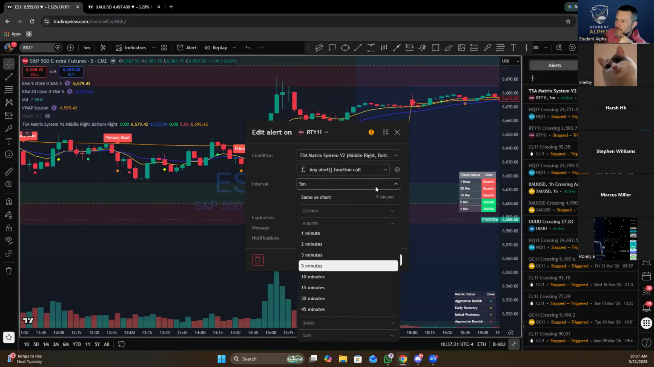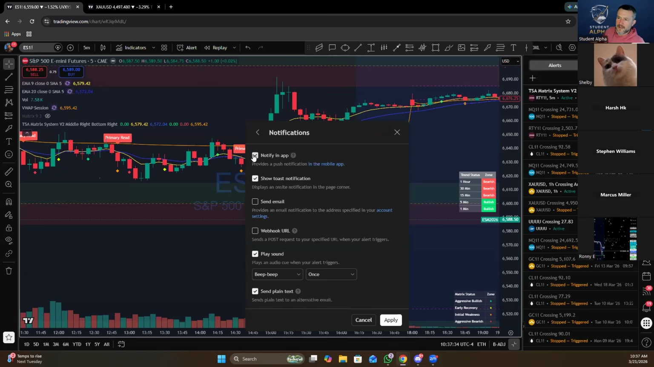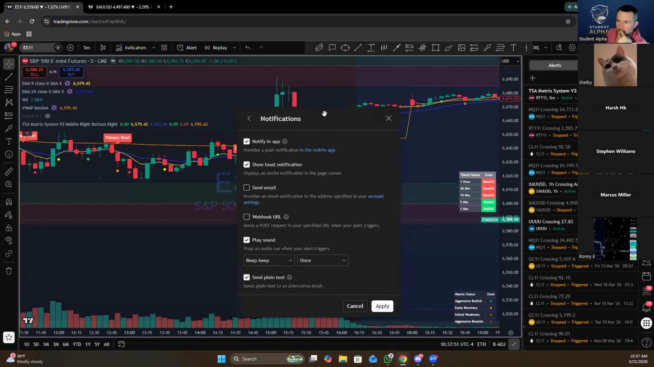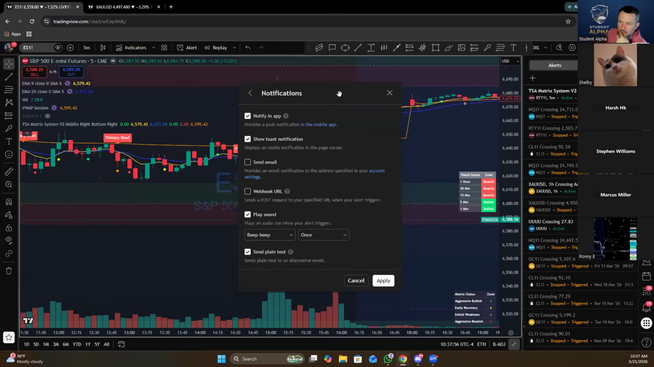You go down to interval. It's going to be preset as same as chart. Don't do that, guys. You want to select 5 minute because this system's optimized on the 5 minute. And then your expiration. Notifications right here: notify you in the TradingView app, toast notifications, send an email, webhook, play a sound or plain text. And then Harsh, how do you get it to your phone? Is it just through the app? Notify in the app, yep. Also, you'll be getting smart alerts on your email. Okay. You can do smart alerts on your email and then connect that to your SMS. So that's how you do it.